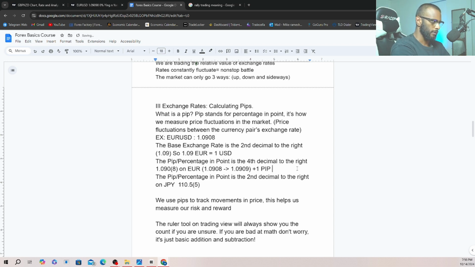Now, I just want to explain this as well. Pretty straightforward, but if it went up from 0.09, obviously it wouldn't be 0.010. Now it would be 1.0910, right? 09, 10. So on and so forth. Then it would be 1.0911.